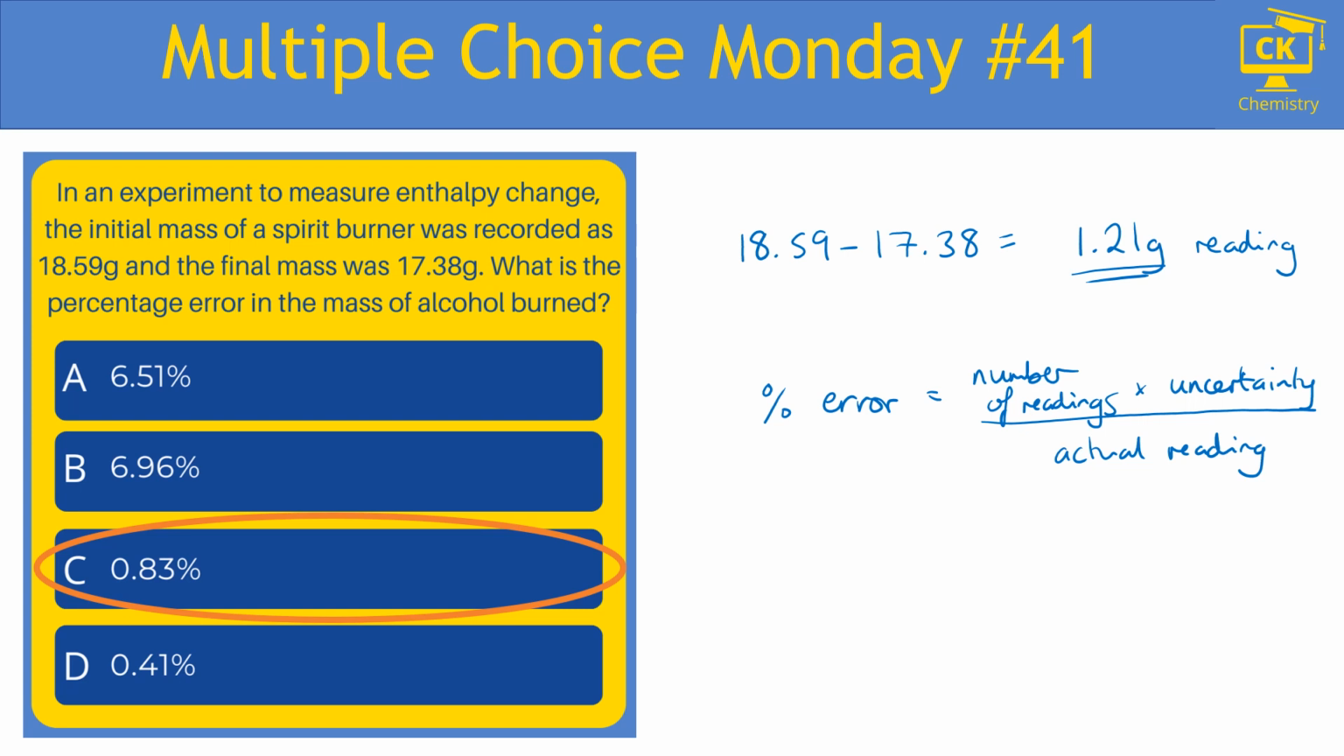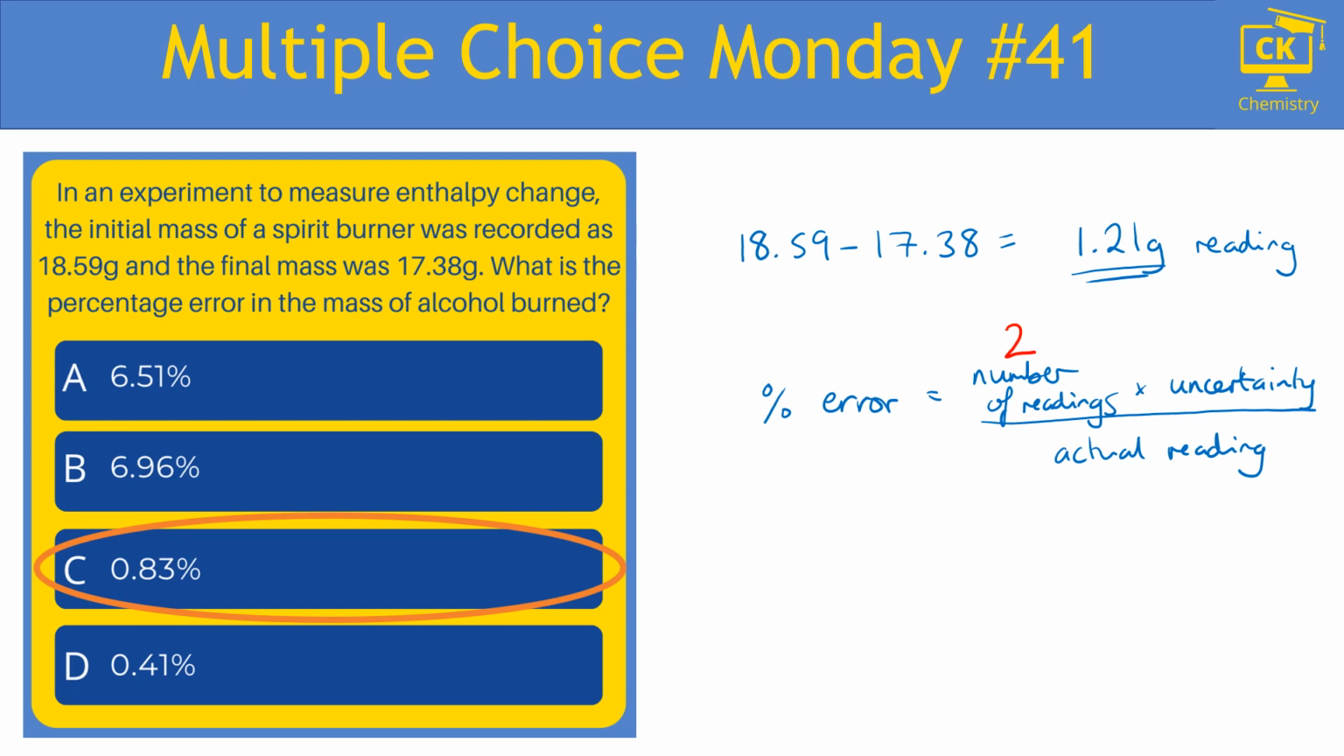Number of readings in this experiment is 2. And that's because we had an initial mass and a final mass. And this is quite common. The other places that this will come up will be thermometers and other such things where we're going to take a reading at the beginning and a reading at the end.